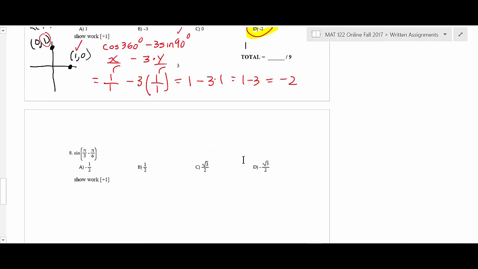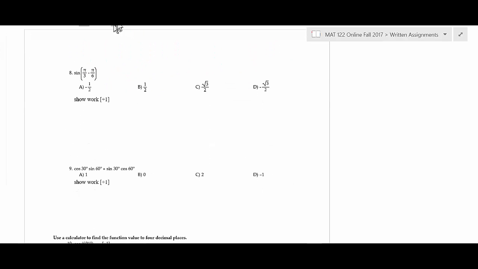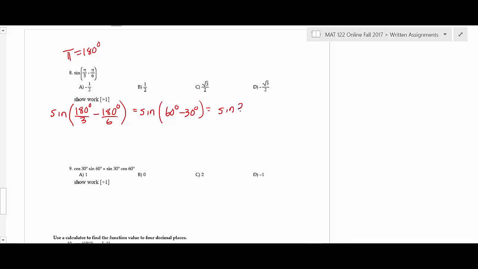Right, moving to the last page here. Okay, we're going to figure out the sine of pi over 3 minus pi over 6. Now what I'm going to do on this problem is I'm just going to get a common denominator. You could also convert this to degrees now if you want to. It doesn't really make any difference which way you do this. I think I'll do it this way. I'm just going to change these to degrees. So remember, we know pi is 180 degrees. So we would have 180 degrees over 3 minus 180 degrees over 6. So that would give the sine of 60 degrees minus 30 degrees. So that would give the sine of 30 degrees.